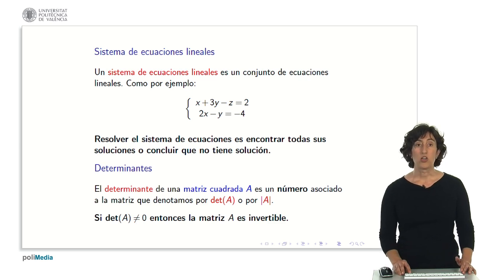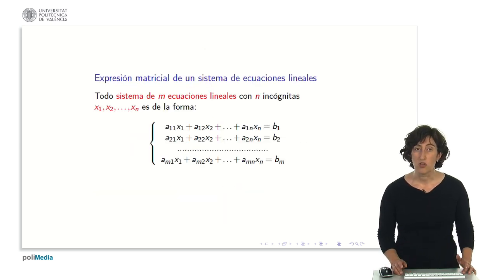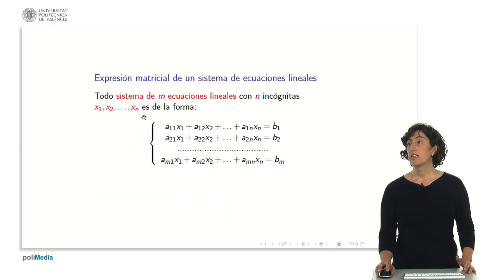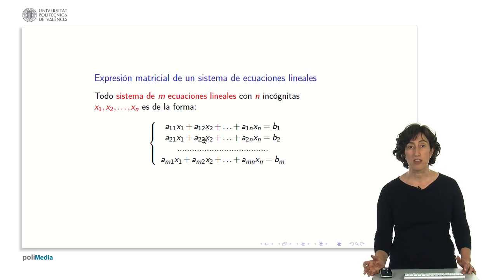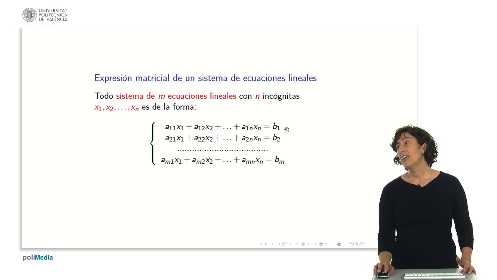Well, after remembering this, we return to linear equation systems, and we have that a system of m linear equations with n unknowns x1, x2, xn has this shape. First equation, second equation, m-th equation, unknowns x1, x2, xn. The a sub 1,1, a sub 2,1, a sub 2,2 are the coefficients of the system, and the b1, b2, bm are the independent terms.